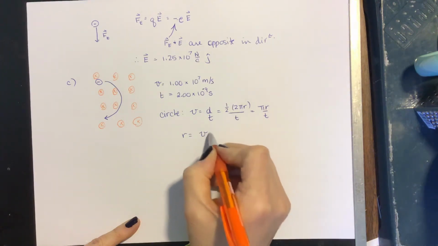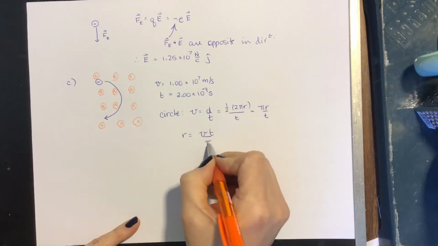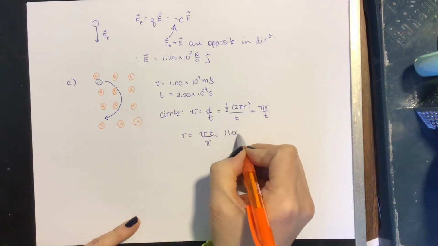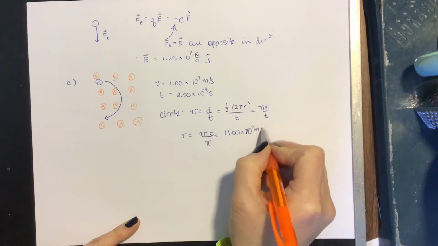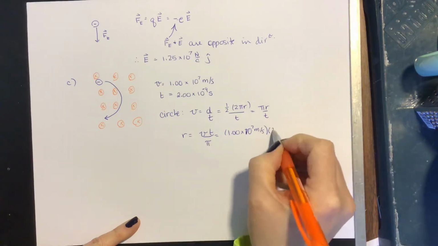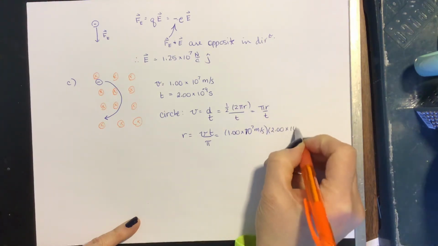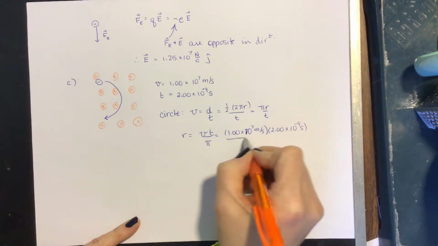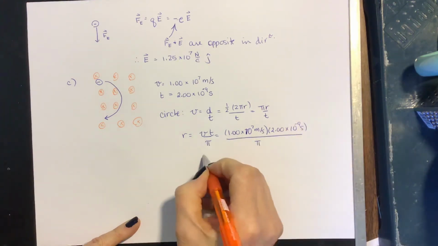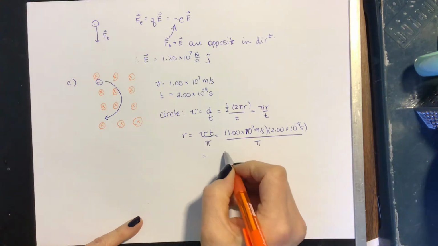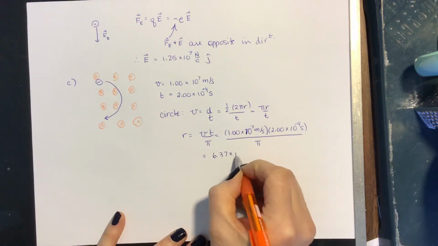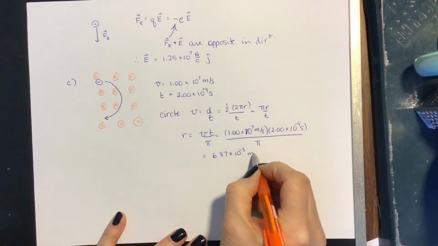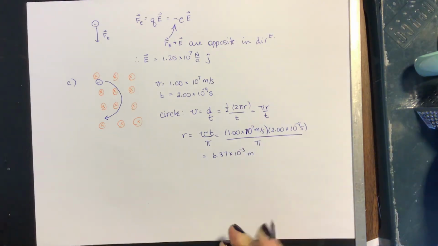So 1 times 10 to the 7 meters per second times the time, which is 2 times 10 to the minus 9 seconds, divided by pi, gives the radius of that path to be 6.37 times 10 to the minus 3 meters. Pretty small. Okay, part D then asks what is the strength of the second magnetic field.